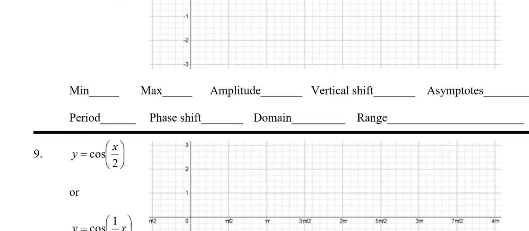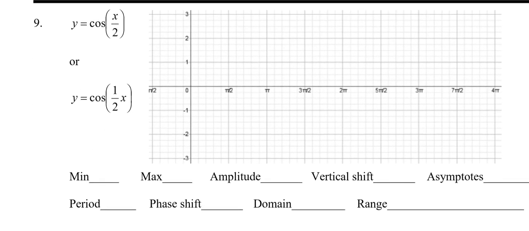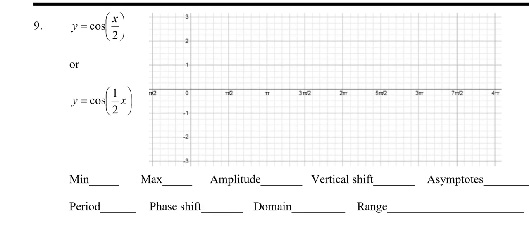All right, let's jump down to number 9. What's the center line of this wave? It is 0. What's the HK location? 0, 0, right? There's been no shifting left and right, no shifting up and down.